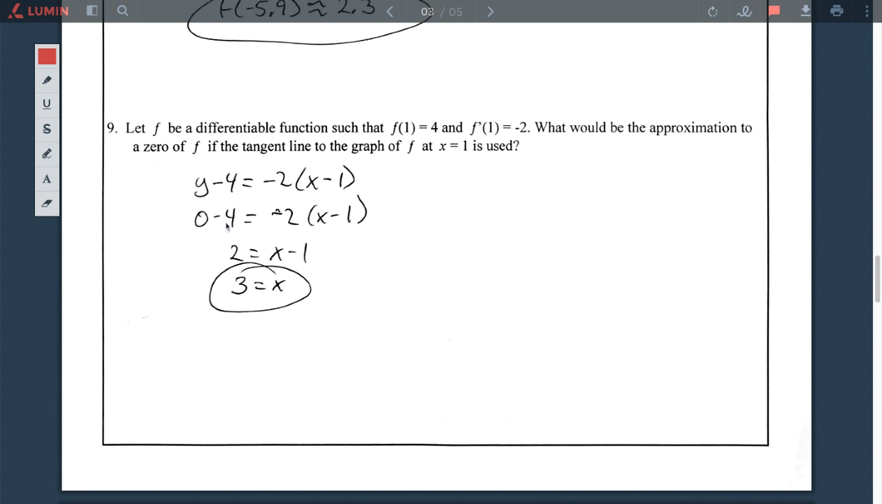So I have negative 4 here. Looks like I divided by negative 2. So negative 4 divided by negative 2 gives me 2. I've got the x minus 1. I add the 1 over, and that gives me 3. So x equals 3 is the location of a 0. So that means our approximation is that we're touching the x-axis at x equals 3. Now you could have gone ahead and distributed the negative 2 here and then solved. You should get the same answer.